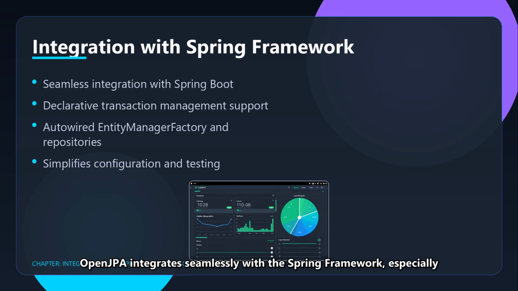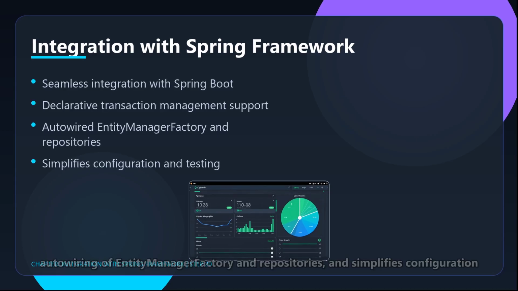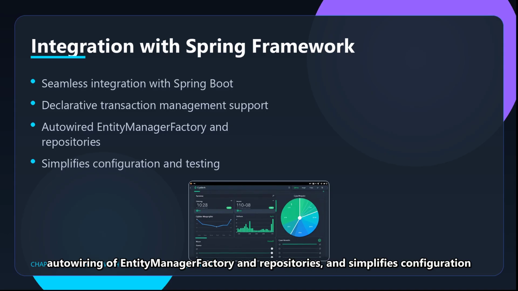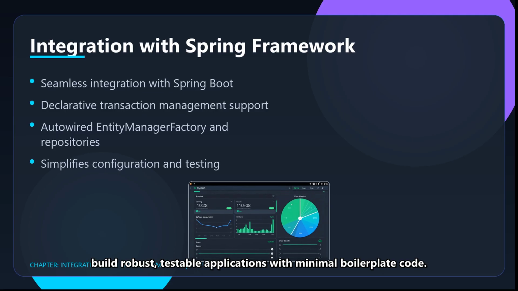OpenJPA integrates seamlessly with the Spring framework, especially Spring Boot. It supports declarative transaction management, allows auto-wiring of EntityManager factory and repositories, and simplifies configuration and testing. This integration makes it easier to build robust, testable applications with minimal boilerplate code.